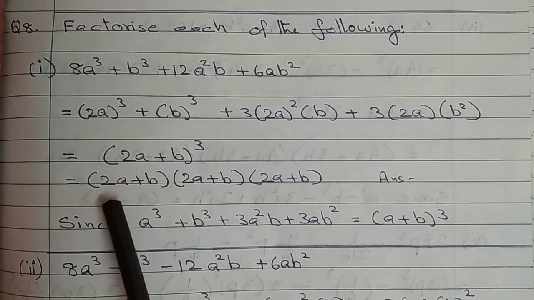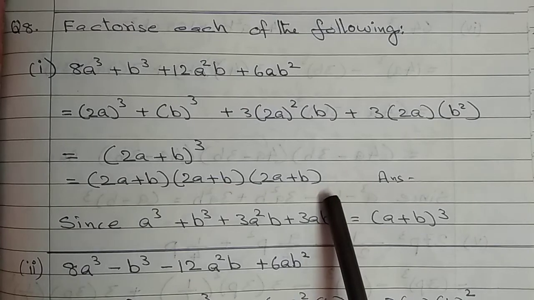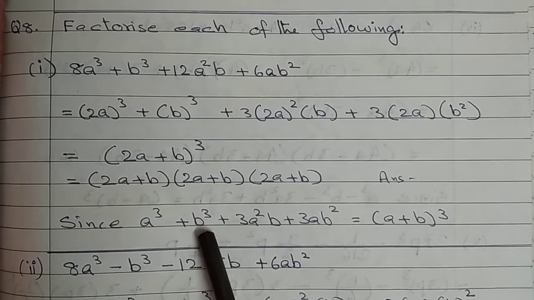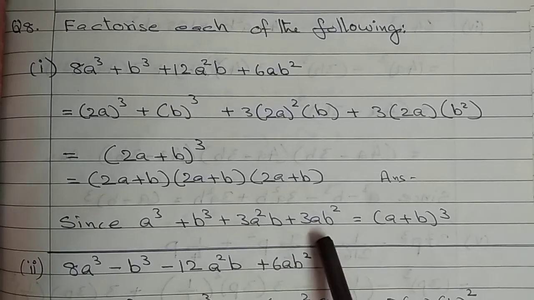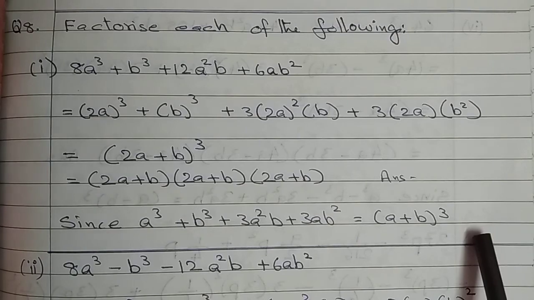This can also be written as 2a plus b into 2a plus b into 2a plus b, and here we have used the identity a cube plus b cube plus 3a squared b plus 3ab squared equals a plus b the whole cube.